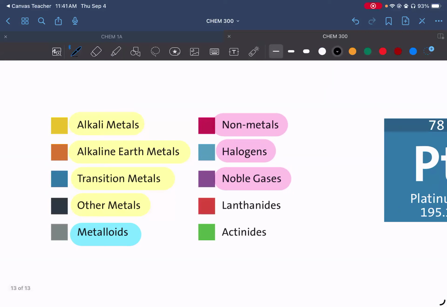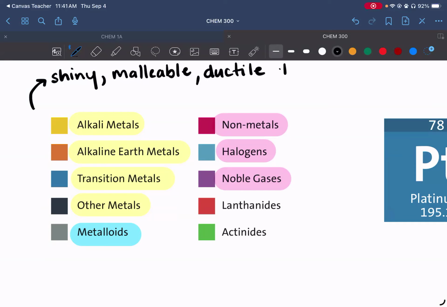So what's the big takeaway I want you to know here? In the case of metals, they all share some characteristics in common. They're shiny, they're malleable, they're ductile, and most importantly, they're good conductors.